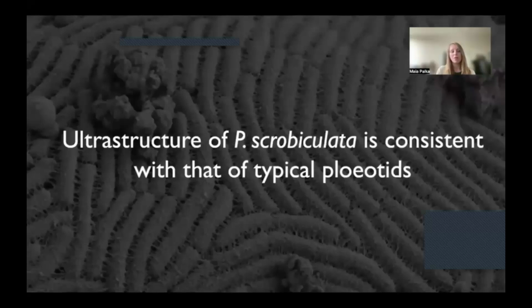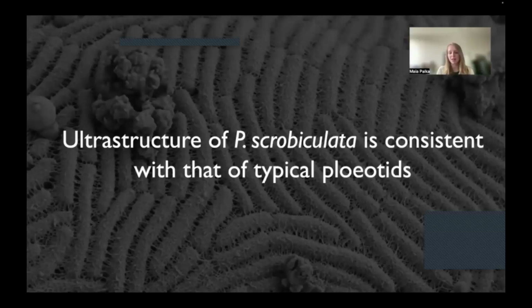So I know that I mentioned that there was no molecular data for Pleurochus scribiculata so far. So that really brings up the question, well, could it potentially not be a pleurochid or not even a euglenid? Maybe it's a symbiontid, considering that it has these epibionts and it has these mitochondrion-related organelles. However, the ultrastructure of Pleurochus scribiculata is incredibly consistent with that of typical pleurochids.